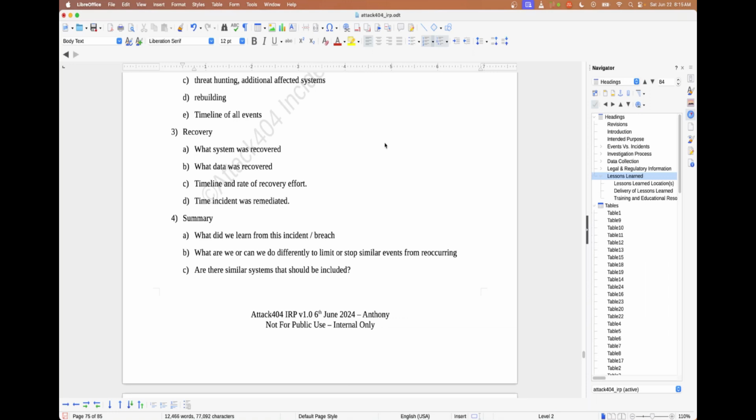Meaning, how long did it take, how much money did we spend, and what teams were engaged in order to do so. And the time the incident was remediated.